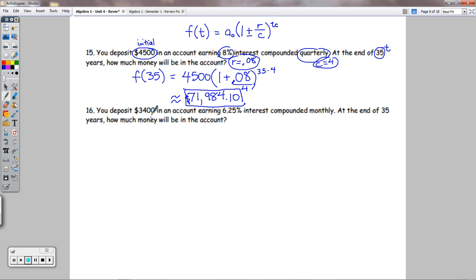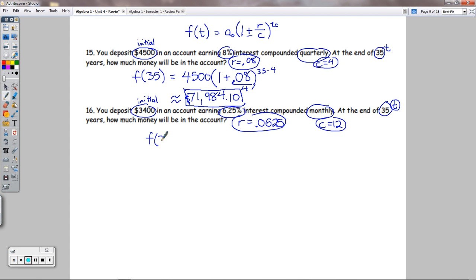And then for 16, you deposit 3,400 in an account, still using 35 for your t. This is your r value now. To move the decimal 2 spots, it's going to be 0.0625, and this is your initial value right here. And we're compounding monthly on this one, so that would be 12 times a year, so c equals 12 in this case.